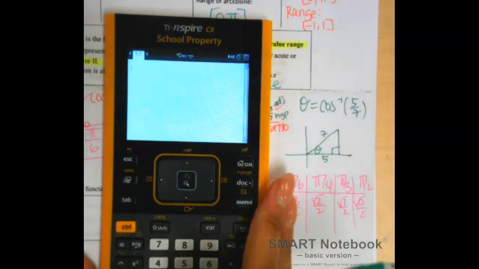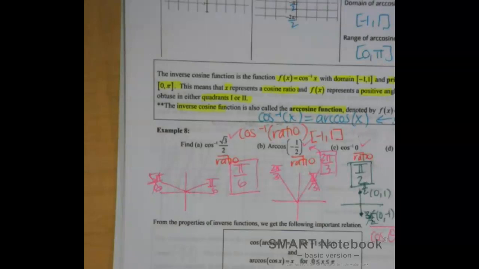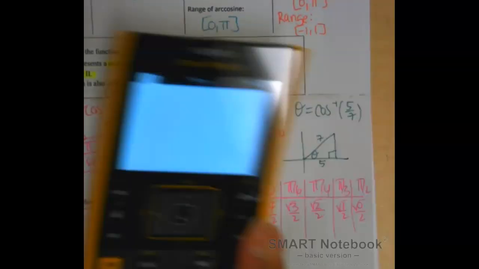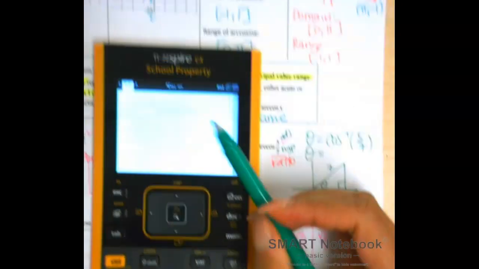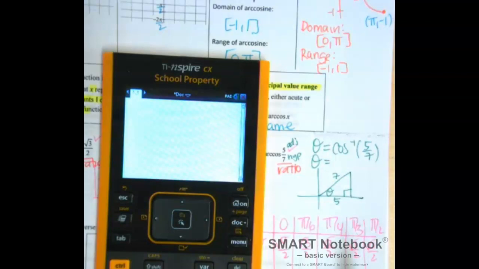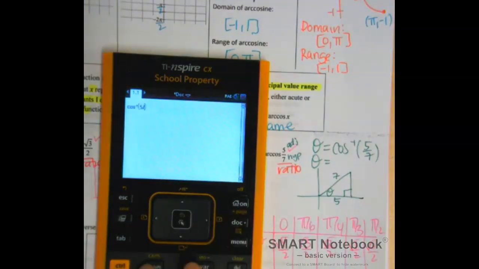Since the directions, and you guys can confirm with me, just tell you to find the answer, it doesn't tell you to write it in radians or degrees. So I'm going to find it in radians and degrees for both of them. My calculator is already in radians, so I'm going to start off by finding it in radians. We're just going to put cosine inverse of 5 over 7.